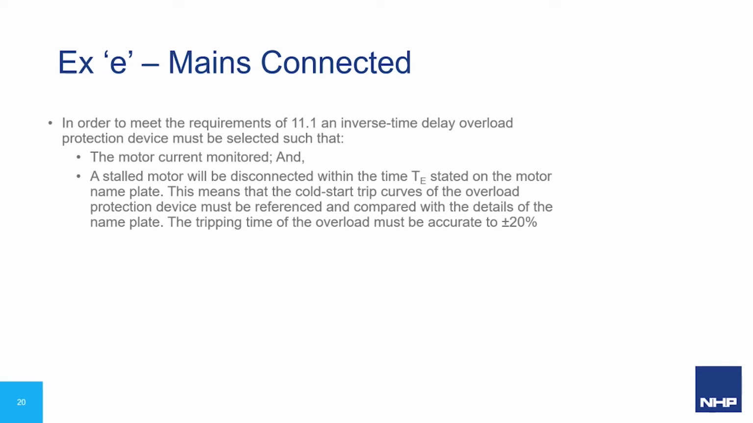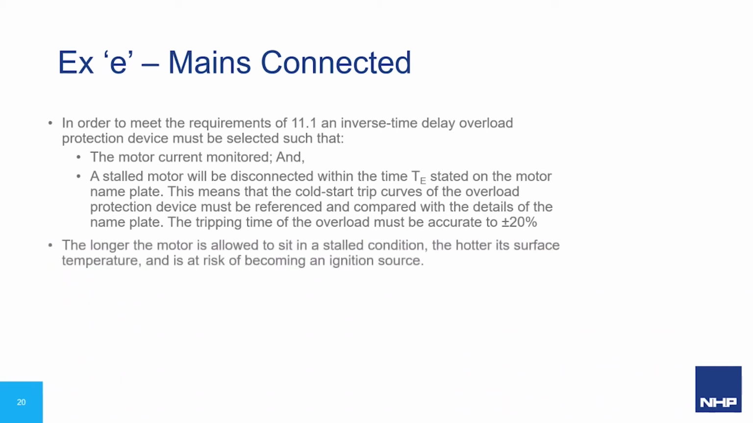And these curves will indicate the value of the delay time from the cold state for a range of starting current ratios, or the ratio between the initial starting current IA and rated current IN, known as the locked rated current. So this just means that the cold start trip curves of the overload protection device must be known, referenced and compared with the details of the motor nameplate. Now also, the tripping time of the overload must be accurate to plus or minus 20%.